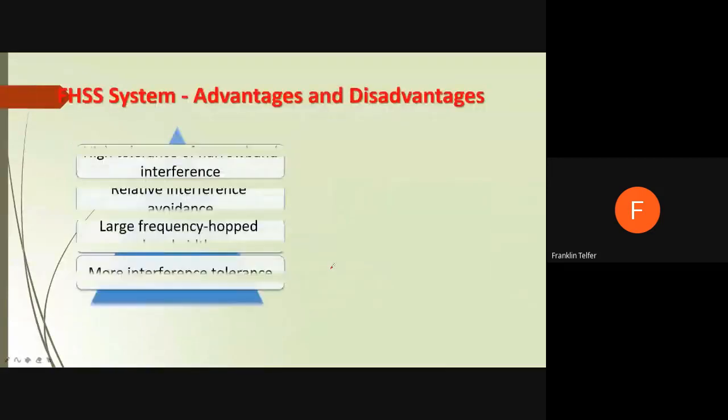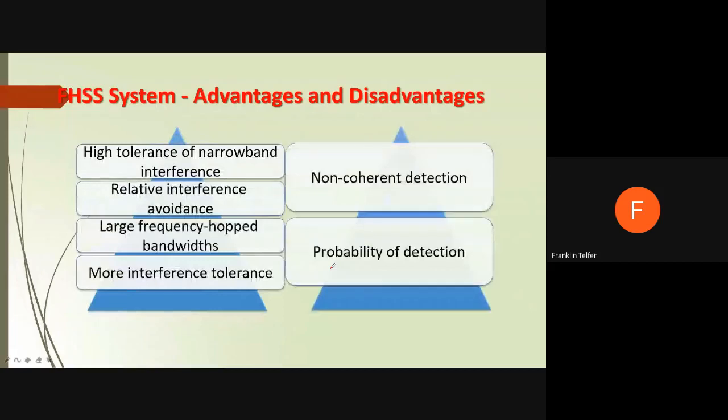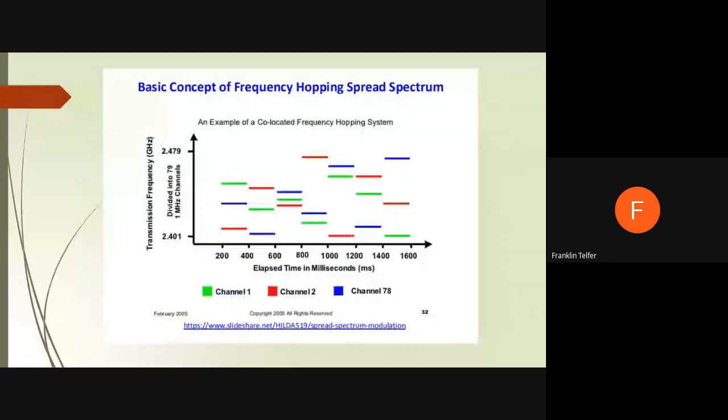So some advantages and disadvantages: FHSS has high tolerance for narrowband interference. Interference is relatively avoided. A large frequency hopping bandwidth can be established. More interference tolerance is achieved. The probability of detection will be much lower here. Non-coherent detection is being used here. So that's one of the advantages and disadvantages.